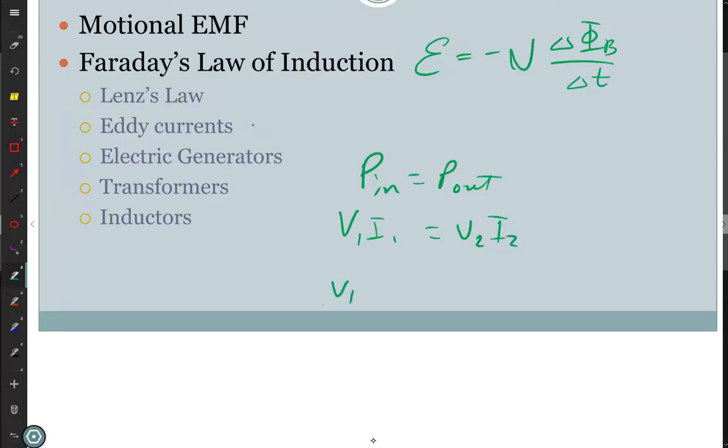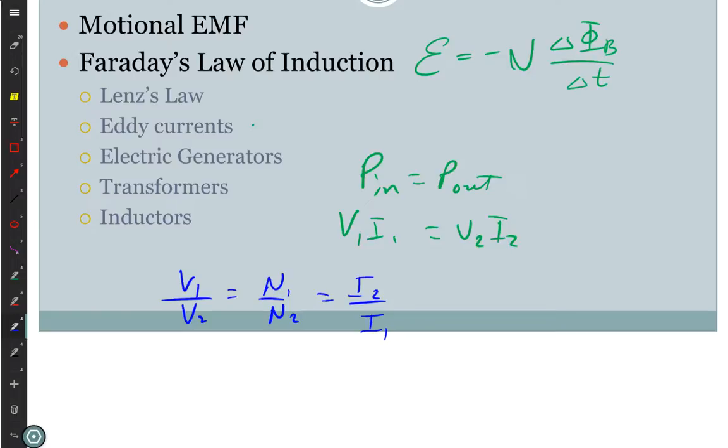And given that V1 over V2 is equal to N1 over N2 for a transformer, then using that power is equal, you get the same ratio is equal to I2 over I1. And so the transformer will step up or down voltage, but if it steps up the voltage, it steps down the current, so that the power remains constant.